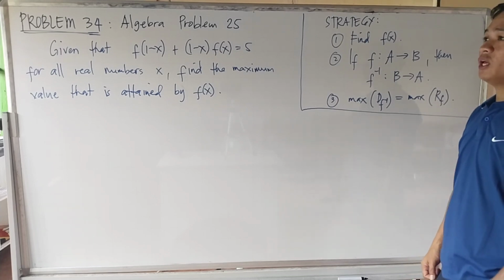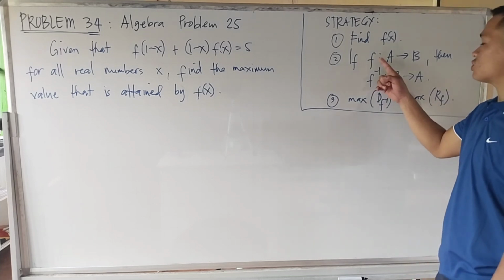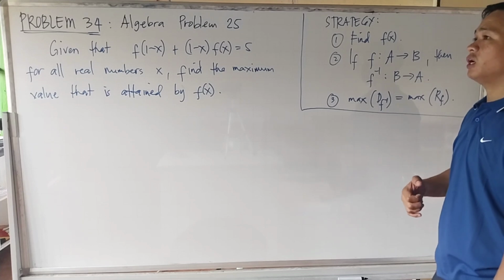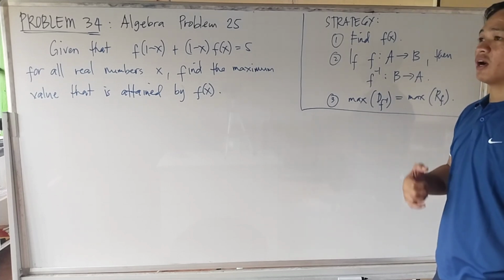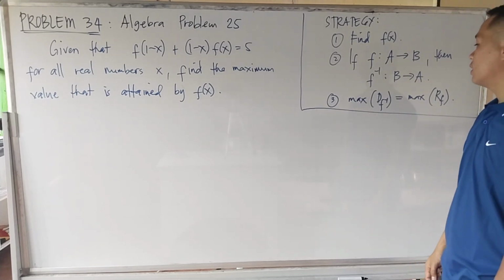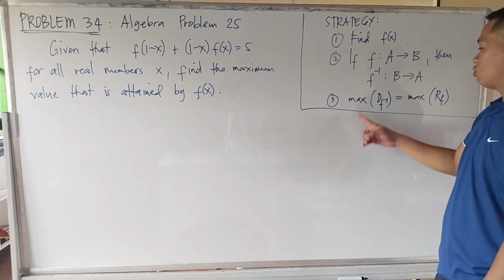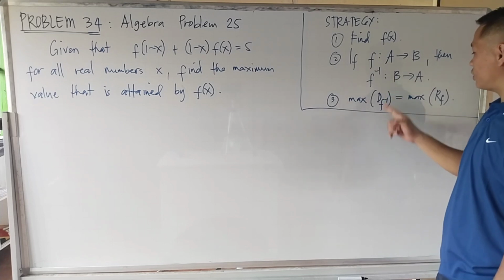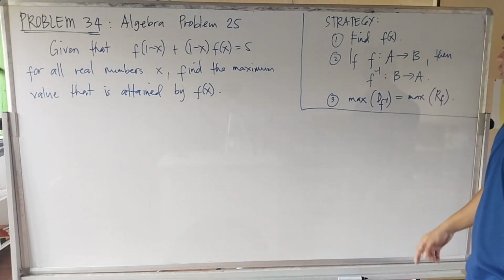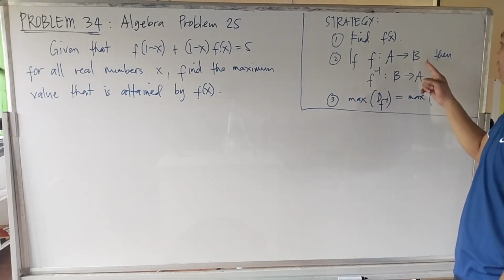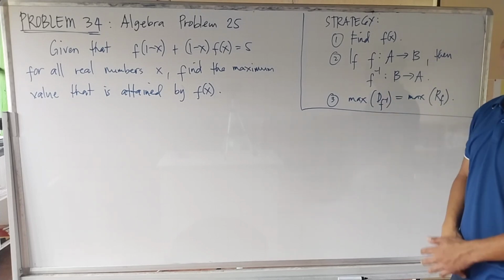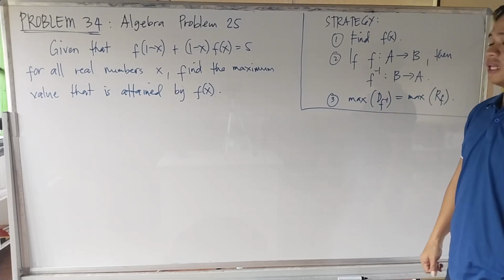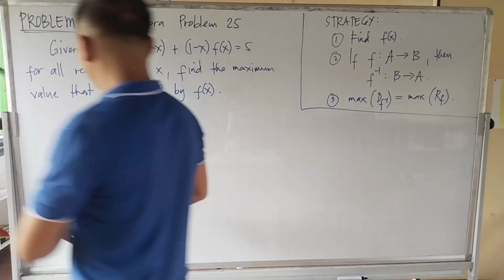But we need to bear in mind that the inverse of function f is either a function or not a function, a relation in general. Then lastly, we need to find the maximum value of the domain of the inverse function, and this is equal to the maximum value of the range of the original function. Okay, so let us now solve the problem.